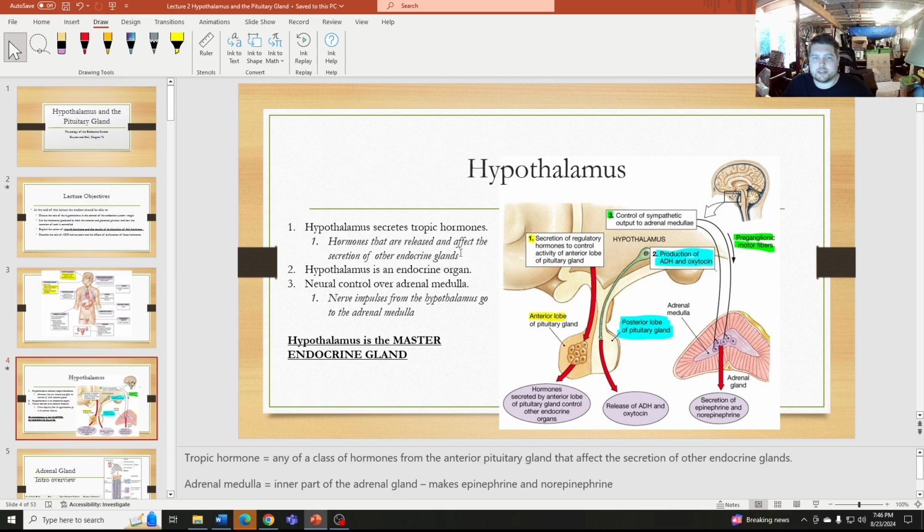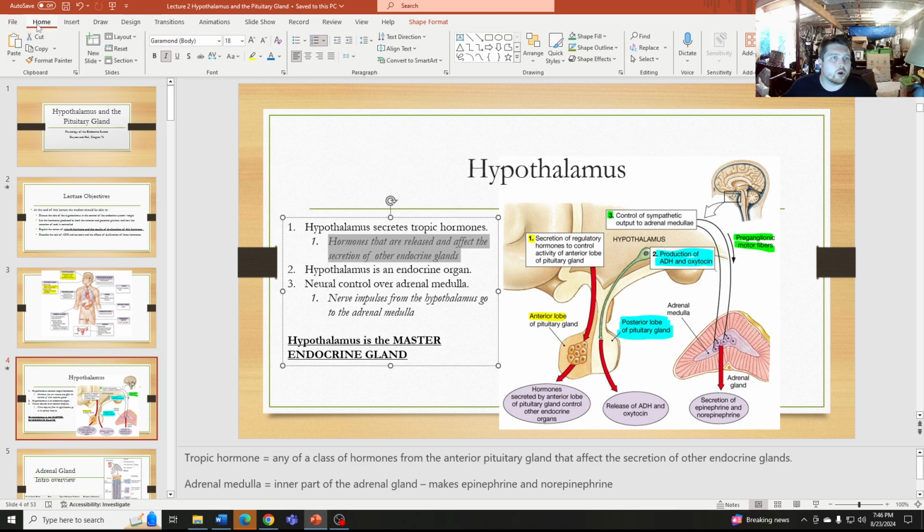The hypothalamus secretes the tropic hormones. Tropic, you can think about the word like atropic or trophic, like atrophy, hypertrophy. It means change. So the tropic hormones are the ones that are going to be released and affect other glands. The hypothalamus itself is an endocrine organ, but there's also a neural control which connects the hypothalamus to the adrenal gland and to the posterior pituitary gland. We'll get more into detail of this stuff. It's just the general stuff.